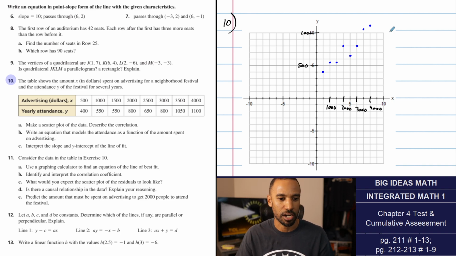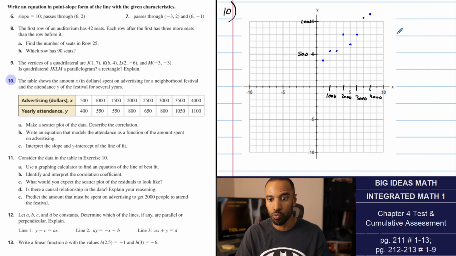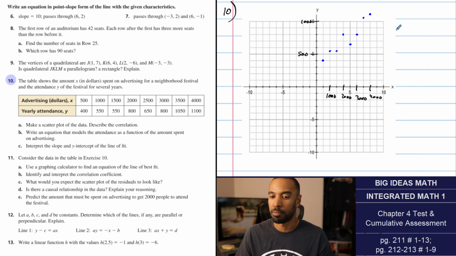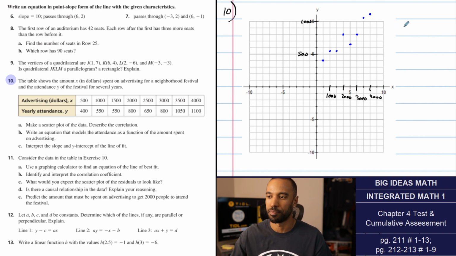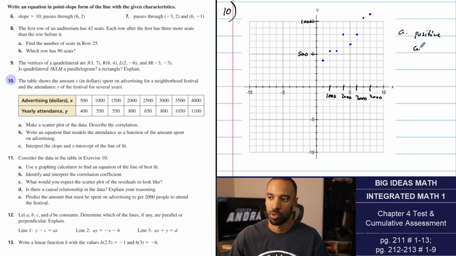And they say make a scatter plot, describe the correlation. My correlation would be there's a positive correlation. Okay, so with my scatter plot, positive trend, Y goes up as X goes up. So A, positive correlation.